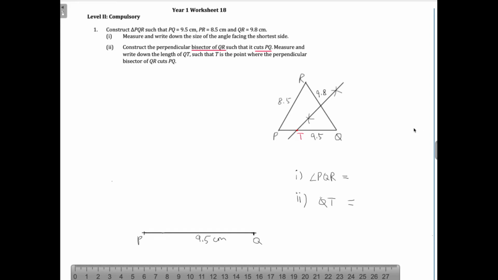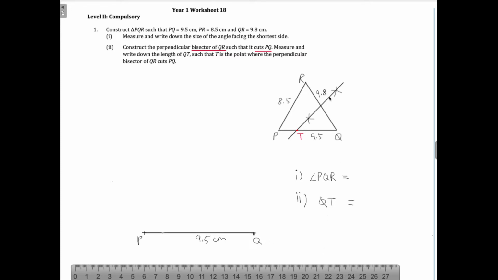Year 1, Worksheet 18. Before construction, it is good to underline the important facts in the question and draw a rough diagram which will show us what the result will look like. We begin with a straight line, PQ, 9.5 cm.